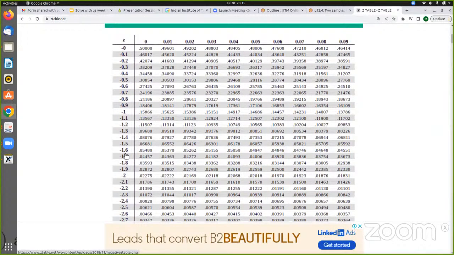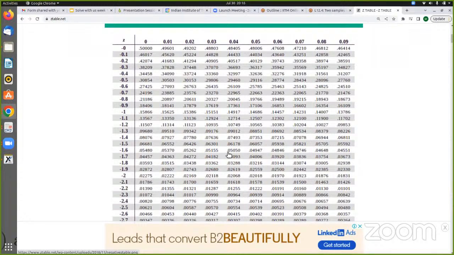First go to 1.6 and then 0.04. Is it right? So here is 1.6 and this will be the value, right? It is 0.05 something. But this is negative, sir. Actually, we are looking at negative Z. Negative means if you find it on the other side, it will be 1 minus this value.